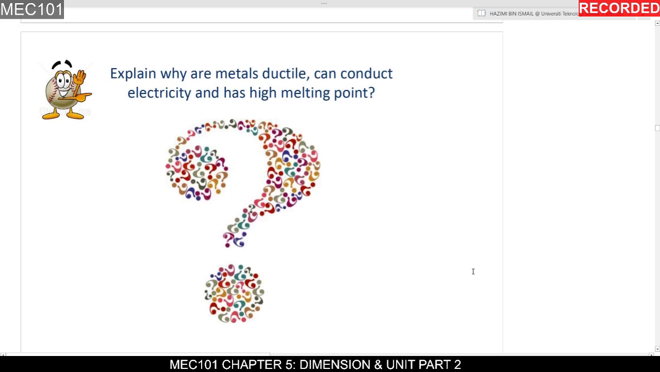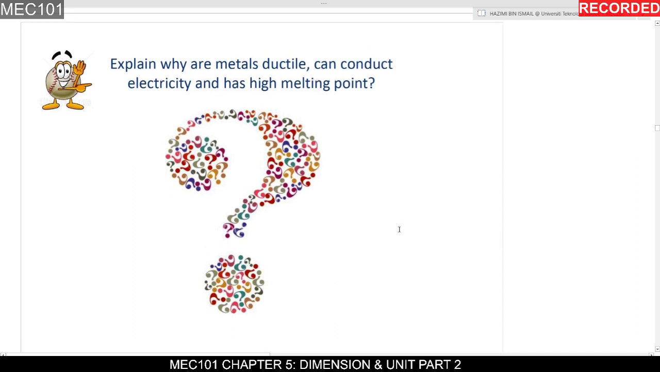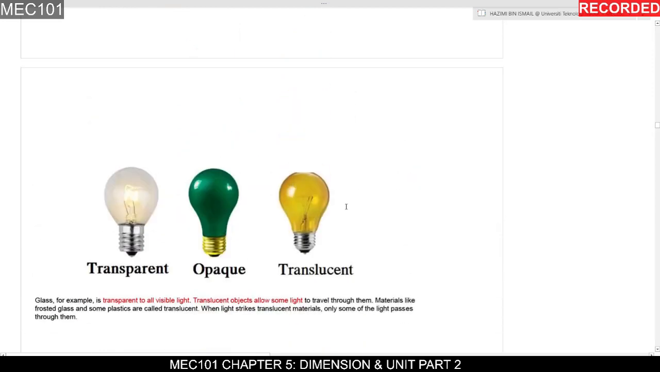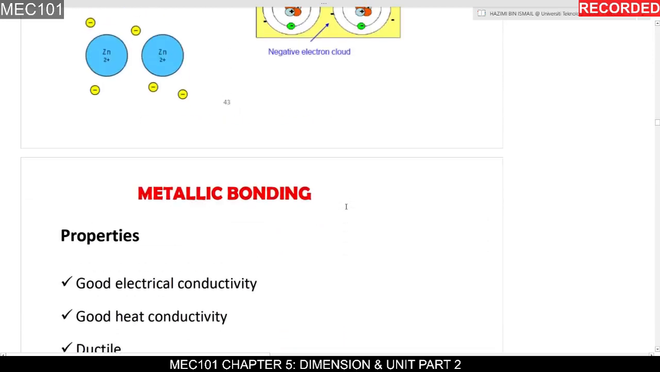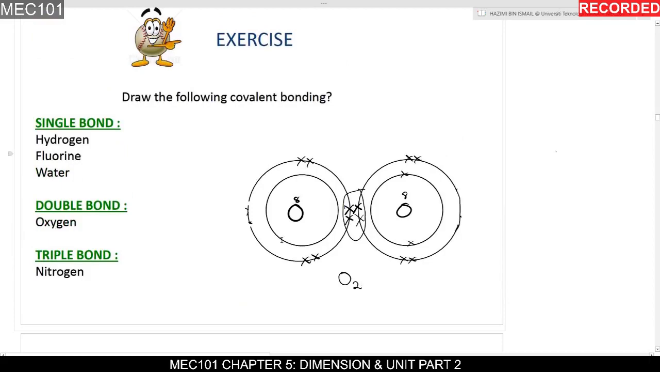I'm waiting for the answer. You can just put it in the WhatsApp group if you know. Try to think about it on your own. If you have a problem, you can try to Google first and find the answer. But as we can see from here, we know why it is ductile. Yes, because the bonding between the elements themselves is not strong. It's not as strong as the covalent and the ionic bonding.